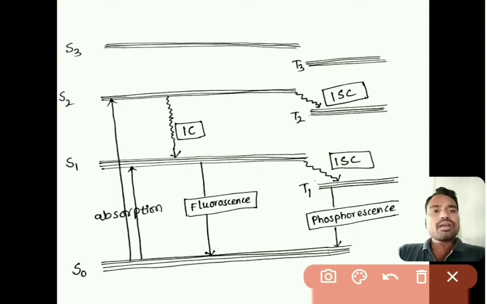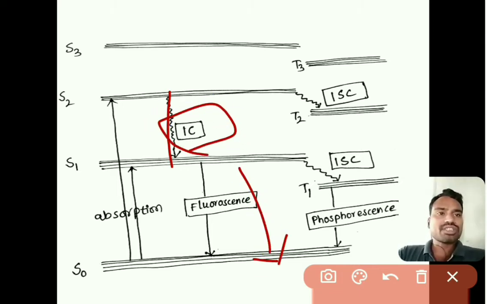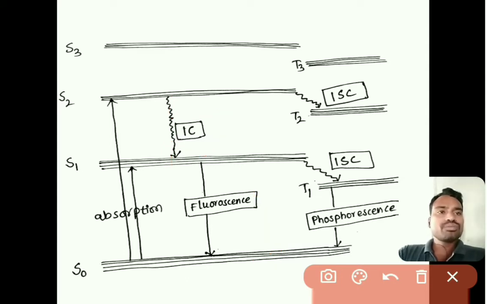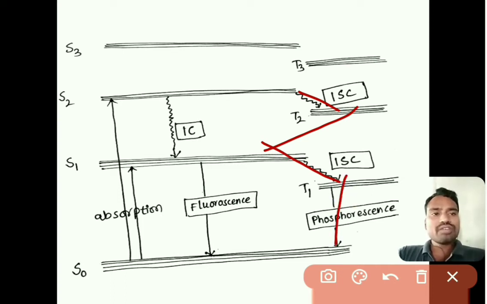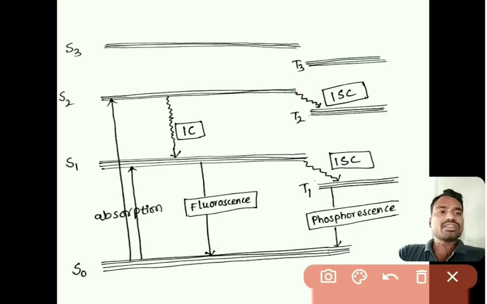So from S2 to S1 or S1 to S0, these are called IC, that is internal conversion. S2 to T2 or T2 to S1, S1 to T1 or T1 to S0, these are intersystem crossing. So these are in between two different energy states, the transformation is in between two different energy states, so that's why this is called intersystem crossing, right.